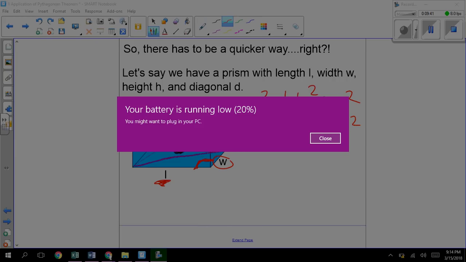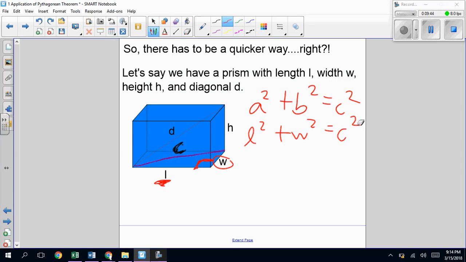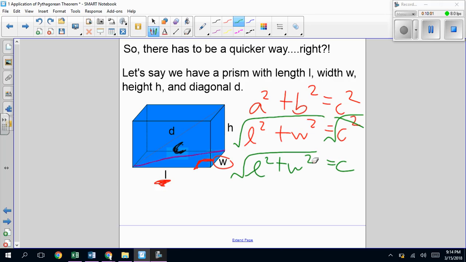Well, if I want to solve for C, I would just take the square root of both sides. So I get C is the square root of L squared plus W squared. Now, I can't take the square root of the length or the width because they're not being multiplied, they're being added. It's almost like a perfect trinomial. I cannot take any square roots here because of the addition. So this is our final answer, simplified, for what C is.